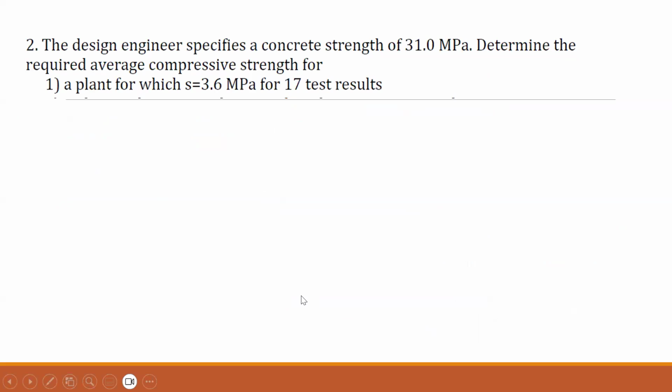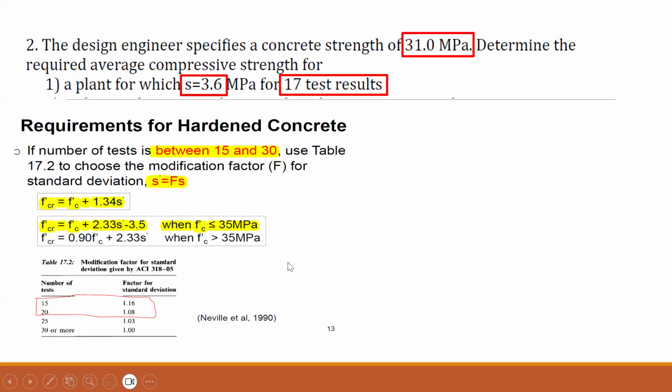Okay. So the first one, they say you have a standard deviation of 3.6 and the number of tests is 17. So these are the equations that we have. What is the factor? You need to use these two equations. Am I right? Not the bottom one, because our specified strength is 31 megapascal. So now we need to use this table to find the factor. We have 17 tests, so it is between these two. 17 is somewhere here. So how do you find this factor?